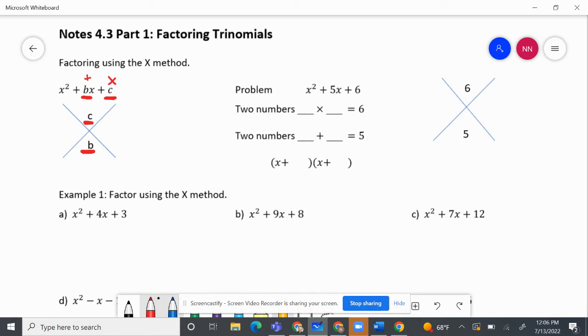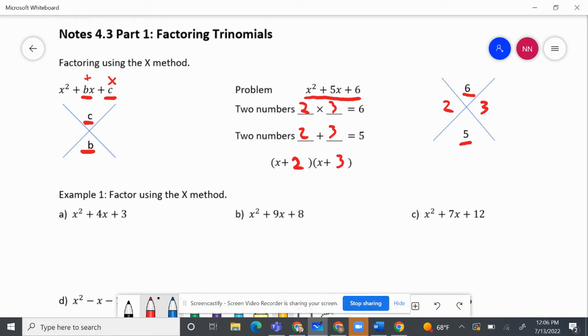Just as an example, if we have x squared plus 5x plus 6, we're looking for two numbers that multiply together give us 6, and they add up to 5. So two numbers that multiply together give us 6 and add up to 5 would be 2 and 3. So 2 times 3 gives us 6. 2 plus 3 gives us 5. So when we factor this, we get x plus 2 and x plus 3.